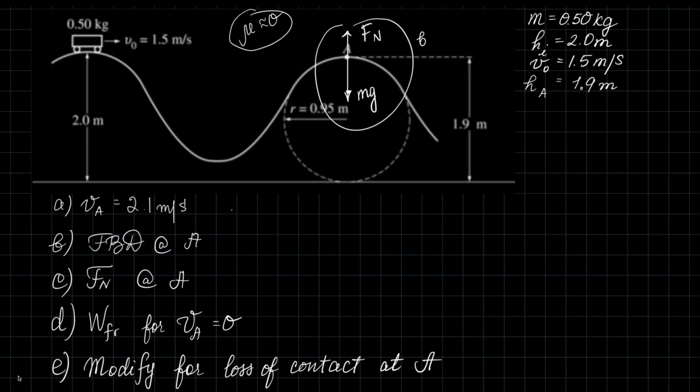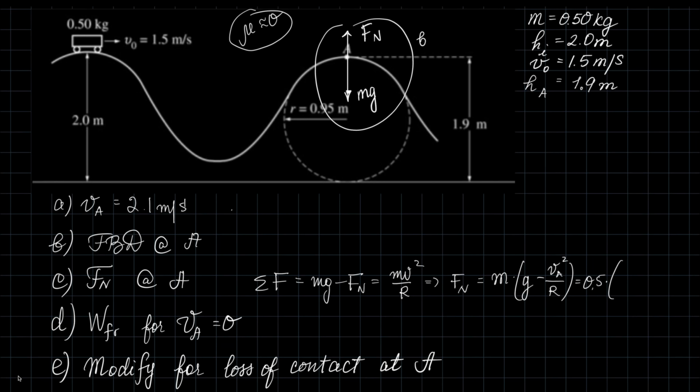C, we actually need to calculate normal force. Net force, which is mg minus normal force, equals mv squared over r. So from here, normal force will be m times (g minus v squared at point A over r). Plugging in our numbers, it's going to be 0.5 times (9.8 minus, at A it's 2.1, so 2.1 squared over r, which is 0.95). Plug that all into your calculator, 2.6 newtons.